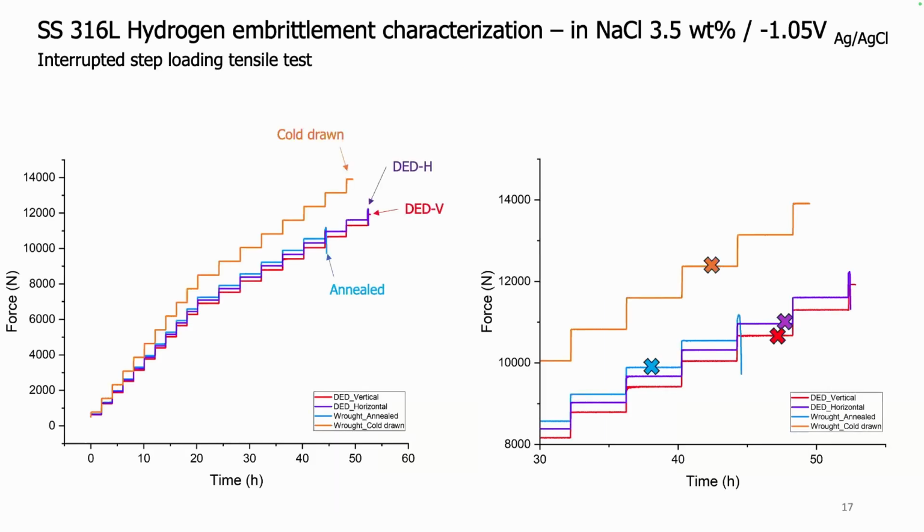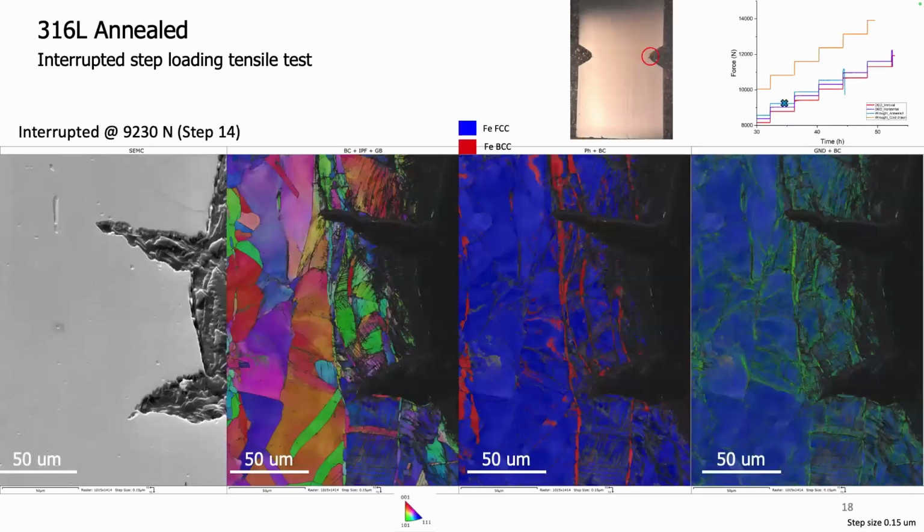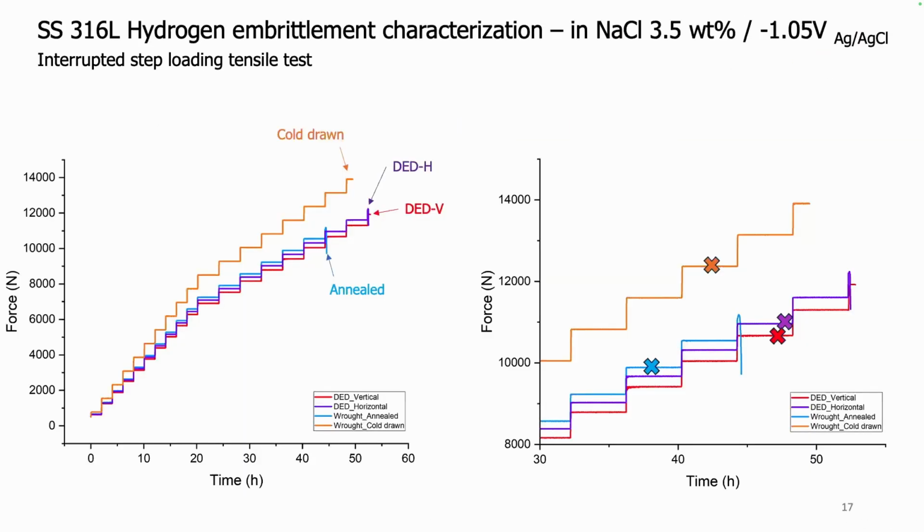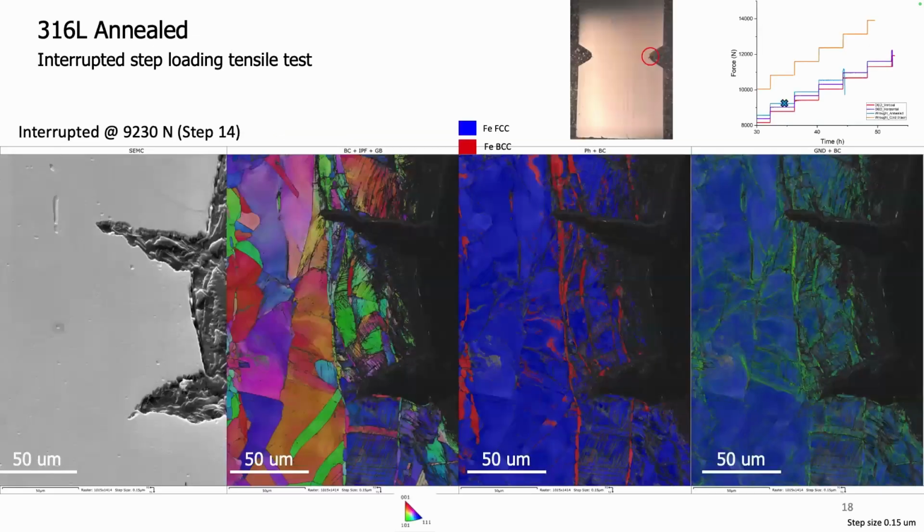So the idea was to understand a bit more how the microstructure evolves through the testing. And what we started doing was interrupted step load tensile tests. So basically, instead of letting your sample fracture, we start the load profile, and then at a given step we stop the loading, we empty the chamber, we take out the sample, and we do a cross-section of the material. We start with the annealed. The annealed, as we can see, doesn't look very good. It has major secondary cracks.